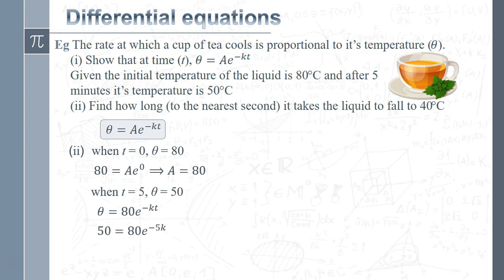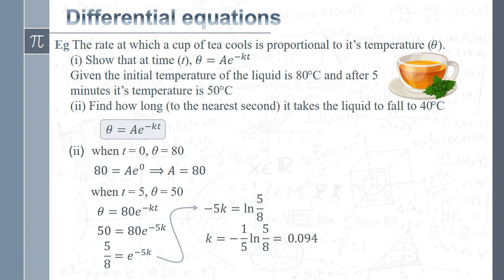Put in the values we just referred to. We've now got to make that say k equals. So let's do a bit of dividing. We've taken the 80 over the other side and we've got 5/8. Now let's turn that into a ln equation. So there we go, we've got minus 5k is ln 5/8. And therefore k is minus 1/5 ln 5/8. And I'm going to write that as a decimal. There it is, 0.094. So we've got a value for k, we've got a value for a.